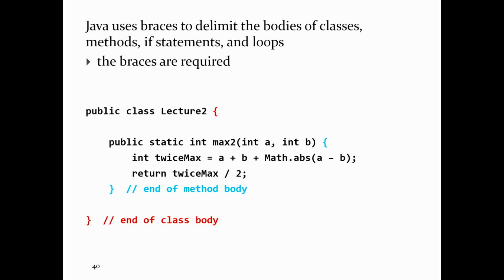Okay, so instead of indentation, Java uses braces to delimit the bodies of classes, the bodies of methods, if statements, loops, and other things. In Java, the braces are required. Instead of using indentation, which you did in Python, you now have to switch over to braces. So here's my class lecture 2, and the body of the class is inside of a pair of matched braces. Everything here is called the body of the class.